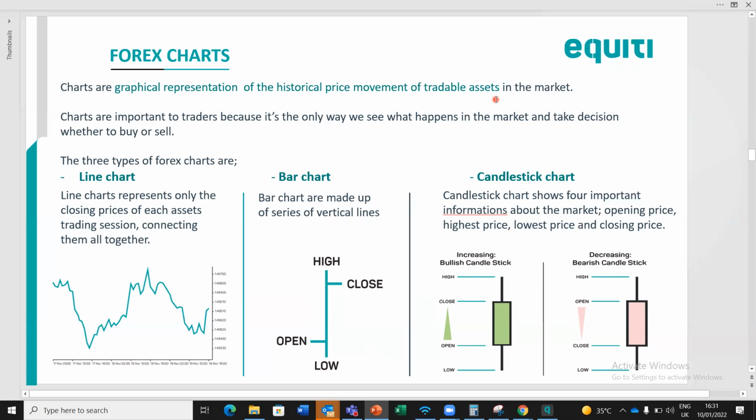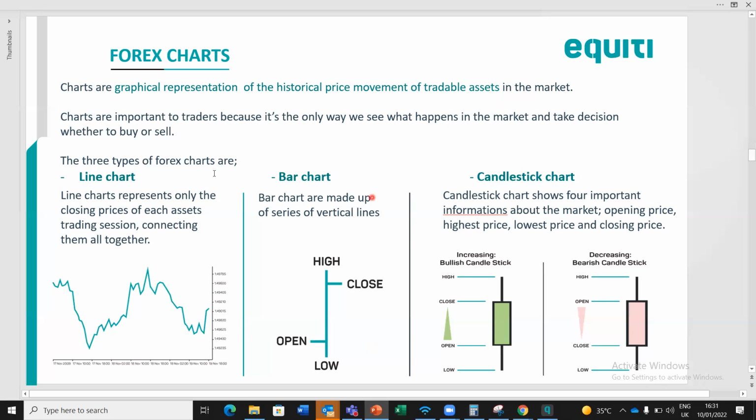Okay, gold moved from $1 to $2 and then to $5, and then it depreciated back to $3 and then $3.5, and then it moved up again to $4. It came back to $1 and then it moved to $10. Now, as long as we have all of this information over time presented on a graph, then we can say that that is what a forex chart is: something that shows us the historical price movement of tradable assets in the market.